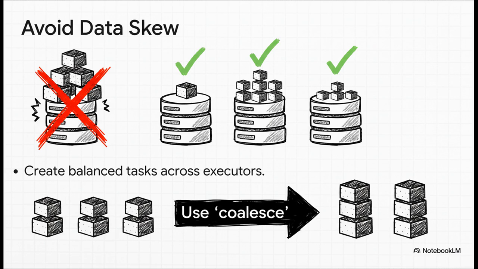The biggest thing you want to avoid is something called data skew. That's when one poor worker gets a massive partition to chew on while all the others are just sitting around finished with their tiny ones. It's a huge bottleneck. You want everyone to have a roughly equal amount of work.